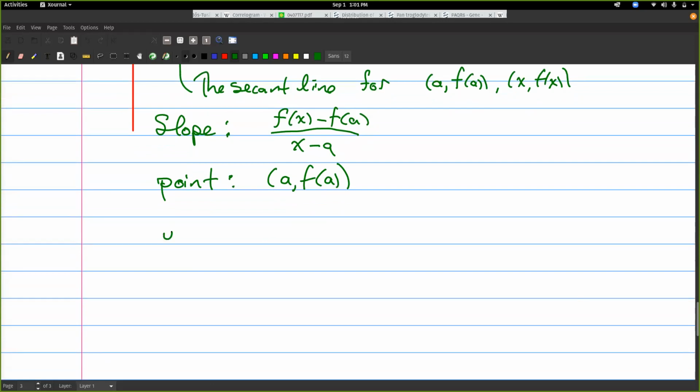And how about we do that for a simple example right now. So let's say that y is equal to x squared. Let's say that a is equal to 1. And let's let x equal 2, that's simple. So then let's determine the secant line. Determine the equation for the secant line.